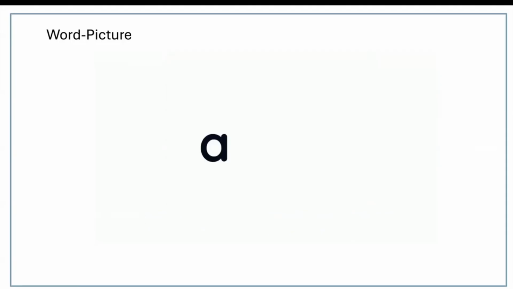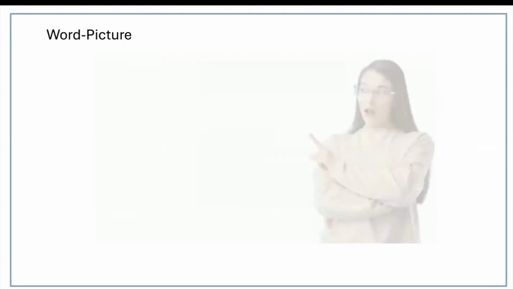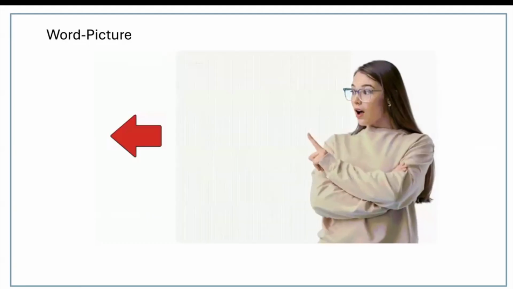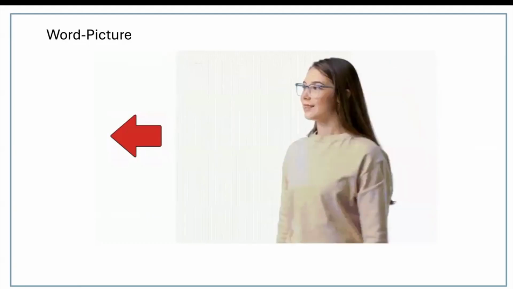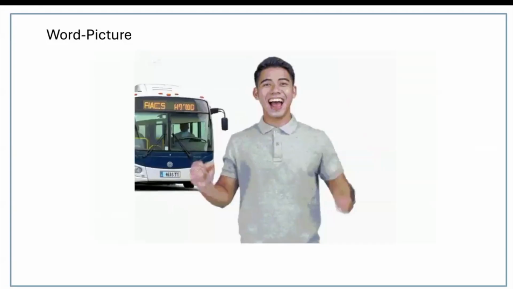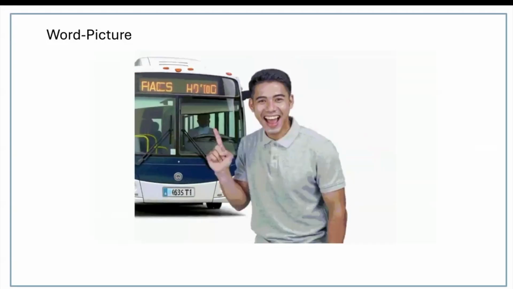A R R O W, arrow. This is an arrow. B U S, bus. This is a bus. C A T, cat.